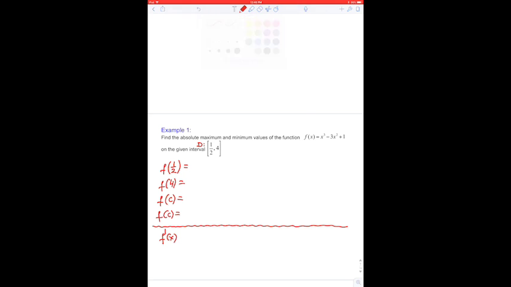Okay, let's find the derivative. The derivative of x cubed is 3x squared. The derivative of 3x squared is negative 6x, plus 0. For the critical numbers, the derivative is 0 if and only if 3x squared minus 6x is 0. Let's factor out 3x: x minus 2 is 0, and the zero product property is telling me that one zero is 0 and the other is 2.